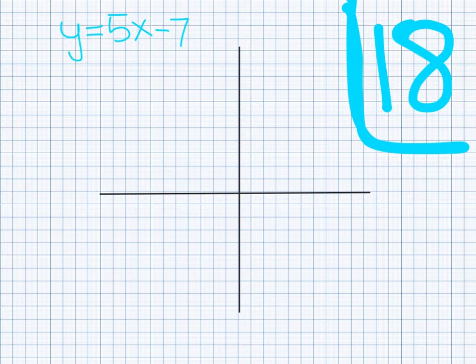In lessons 18 and 19, we started taking this information and graphing. So I'm using the equation there from lesson 17, y equals 5x minus 7. I'm going to come down to my minus 7, 1, 2, 3, 5, and plot my y-intercept. All right, so it's down at negative 7. That is this value right here. And then for my m value, or my slope, that is 5. So I'm going to go up 5 over 1.